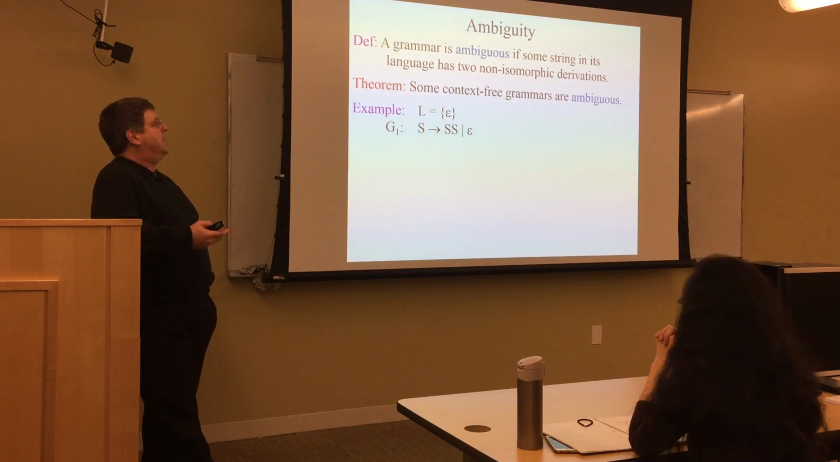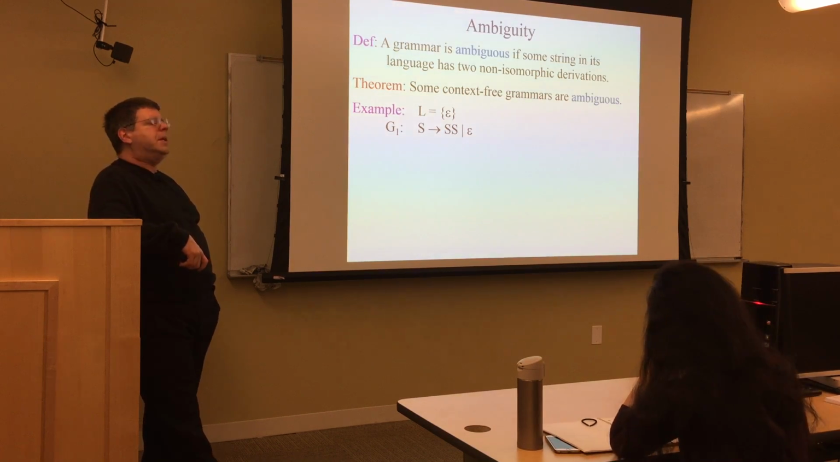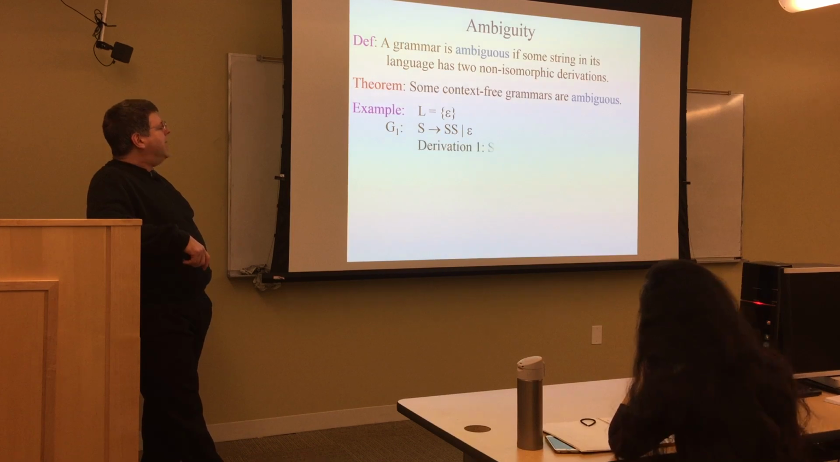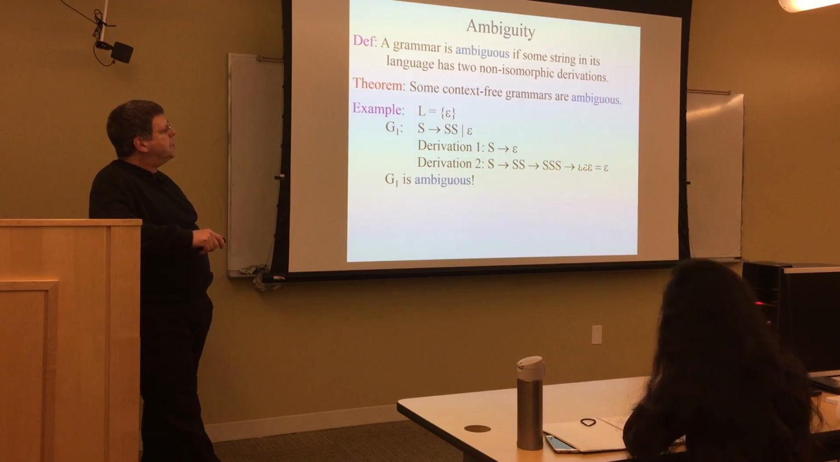All you can get is the empty string out of it, no matter how much parsing you do and how many rules of generation of strings you apply. But epsilon has many, many derivations here. Here's one derivation, goes straight to epsilon from S, or go to SS and then SSS, and even that has multiple derivations, and then each one goes to an epsilon. So it's a highly ambiguous grammar.